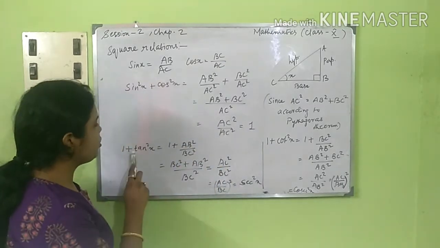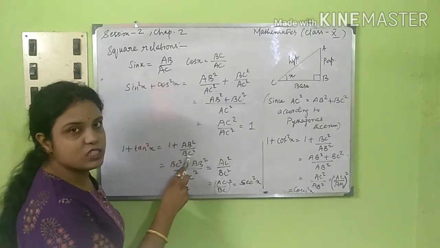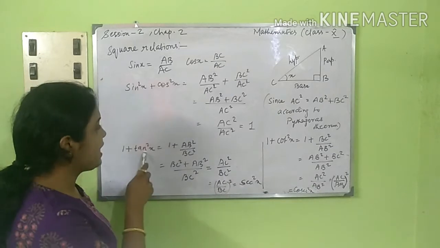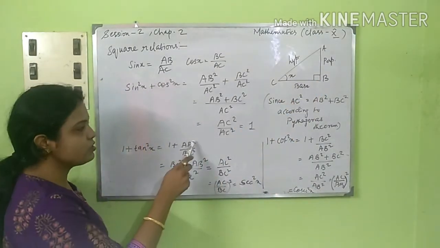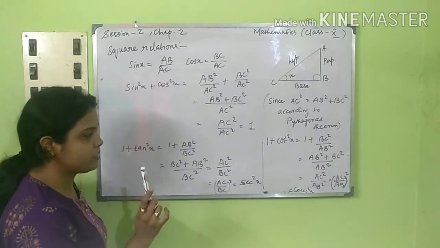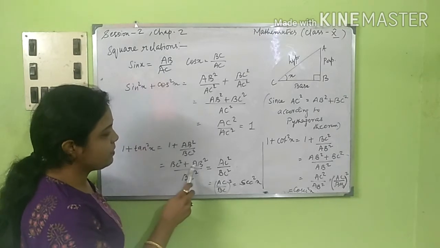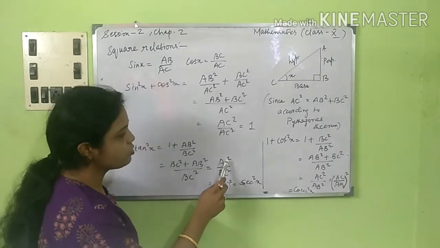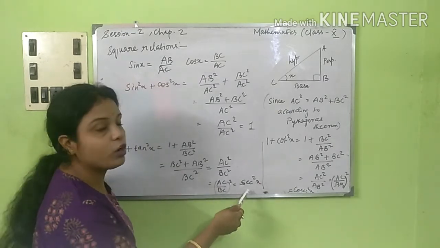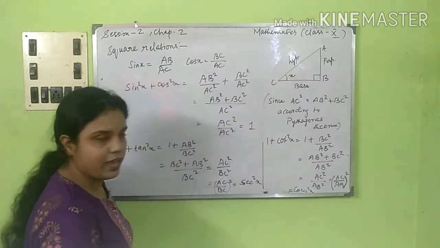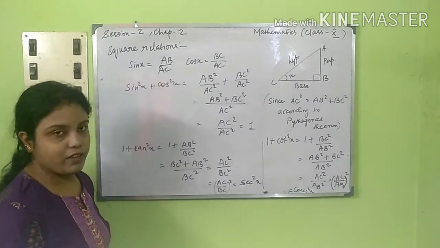Right? Next, coming to 1 plus tan square x, 1 plus AB square by BC square. What is AB by BC? Tan x is AB by BC, perpendicular by base. Squaring, it is AB square by BC square. So now taking BC square as the LCM, we are getting BC square plus AB square, which is again the hypotenuse. So AC square by BC square. That means hypotenuse by base is what? Sec. So sec square x. So this is another relation that we have got.